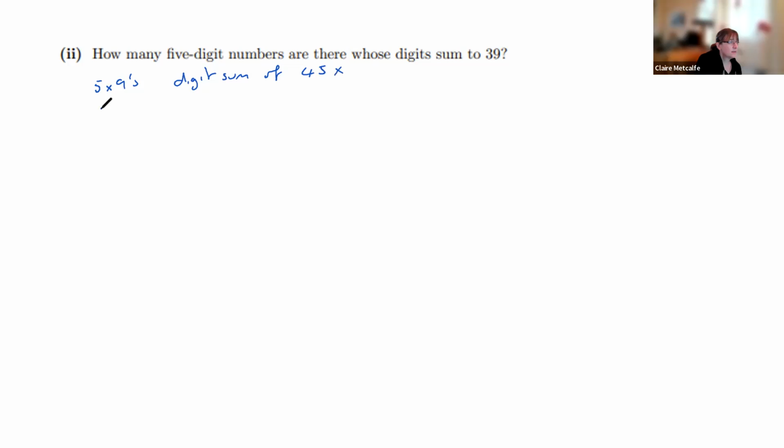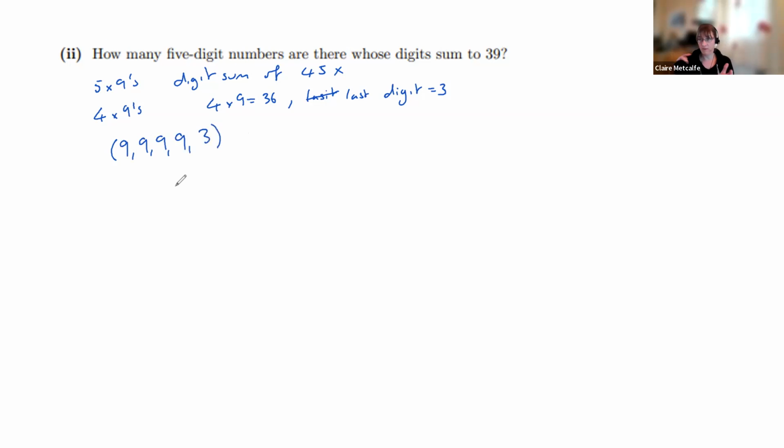4 9s. 4 times 9 is 36. So the last digit is going to have to be 3. So we've got 9, 9, 9, 9, 3. And there are 5 different places where the 3 can go. So this is going to give me 5 ways.